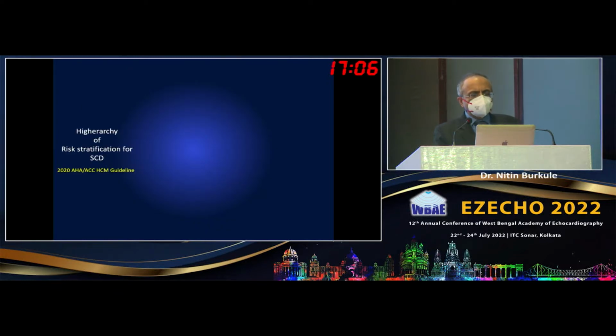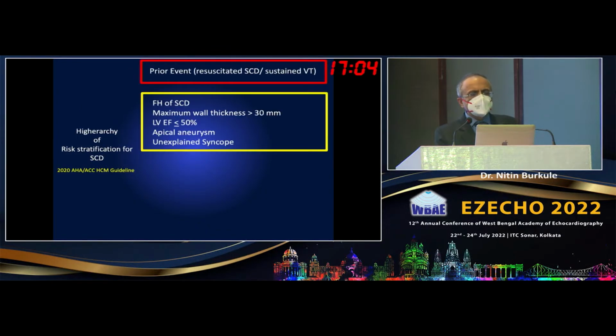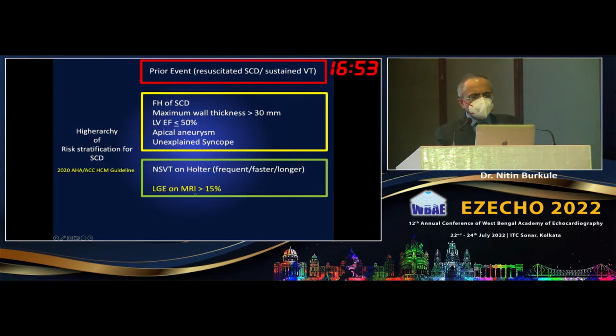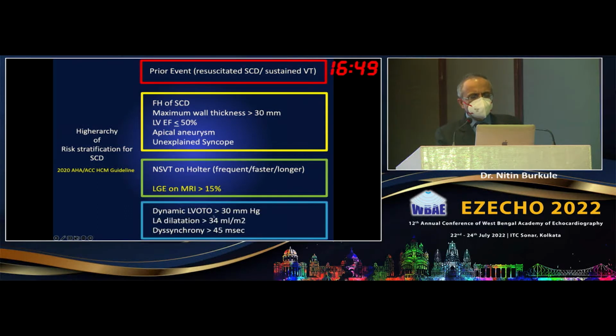So if you look at the hierarchy of risk stratification, we know that MRI can help you with the maximum wall thickness, precise EF and apical aneurysm, and at the lower end it can tell you about the LGE, and at the lowest end it can give you the best LA dilatation. So that is how it can become complementary to the echo.